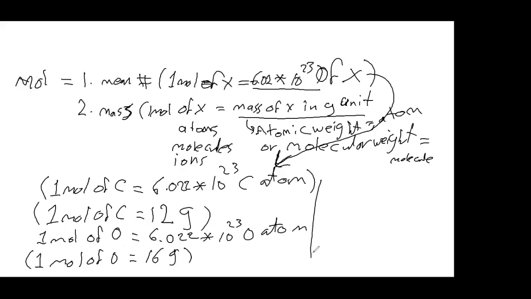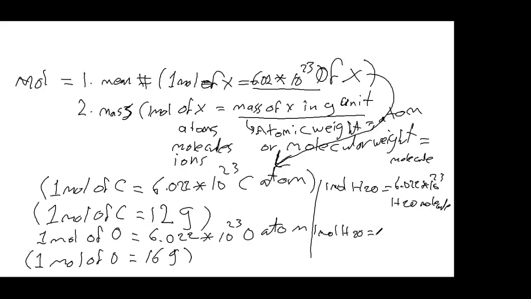Now, what about if we have a molecule? Let's say here we have 1 mole of H2O, water molecule. Of course, it will give us a number, 6.022 times 10 to power 23 H2O molecules. Also, 1 mole of water could equal mass.